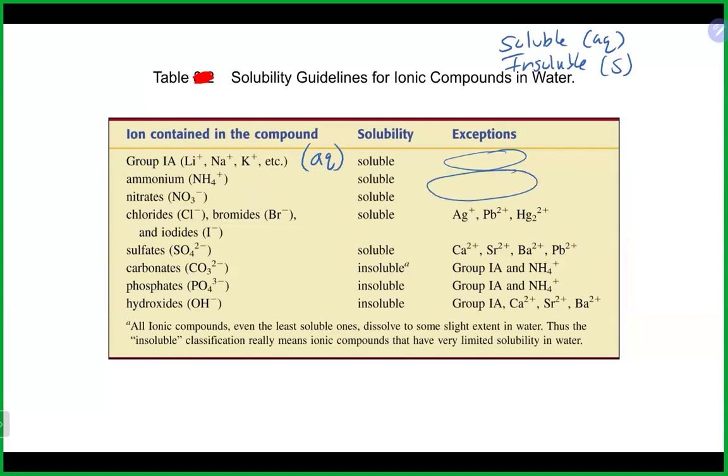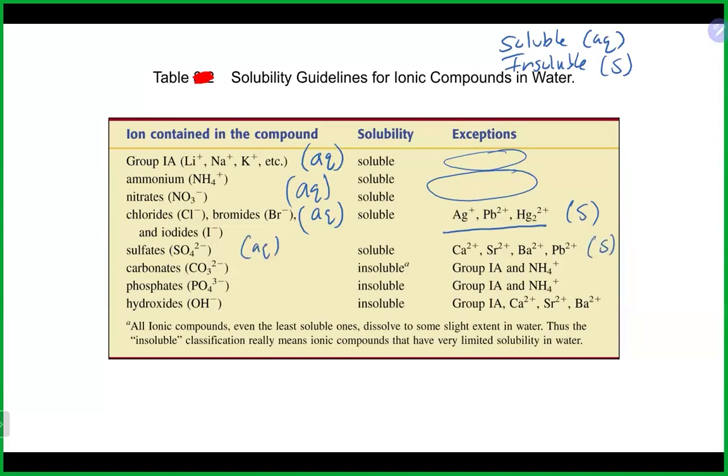There are no exceptions. Chlorides, bromides, and iodides are soluble in everything, but there are actually 3 exceptions. So all of these are going to be aqueous, but if it's one of these 3 exceptions with chloride, bromide, or iodide, it does the opposite. It becomes insoluble. Sulfates are also soluble in everybody. It should be aqueous, but if you have one of these with the sulfate, it will be insoluble.